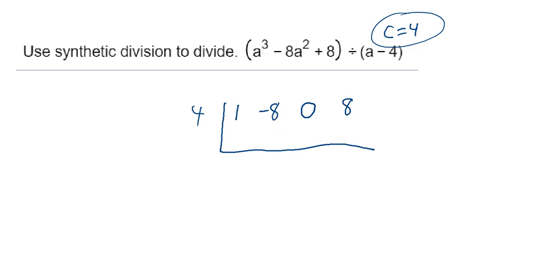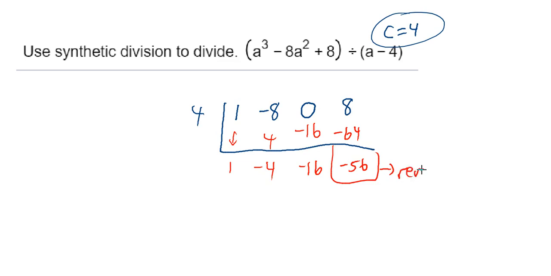All right, so let's go ahead and carry this out. We'll drop the 1 below the box. 1 times 4 is 4. Add those together, we get negative 4. Negative 4 times 4 is negative 16. Add these together, you still have negative 16. Negative 16 times 4 is negative 64. Add those together, you get negative 56, and we are done.